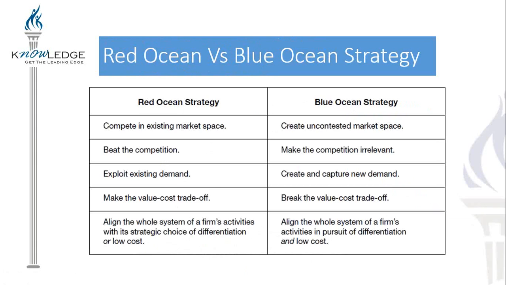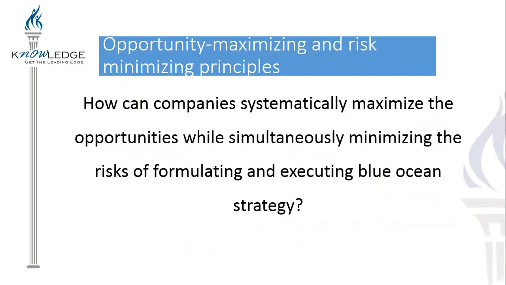And then finally, you are aligning the whole system of the firm's activity with its strategic choice of differentiation or low cost. In red oceans, it is a choice. You have to either choose differentiation or low cost. You cannot get the two at the same time. While in blue oceans, they go hand in hand. You have to differentiate, and at the same time, you have to reduce the costs for your consumers in order to increase the consumer surplus.